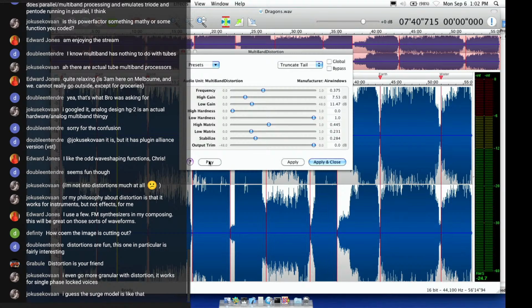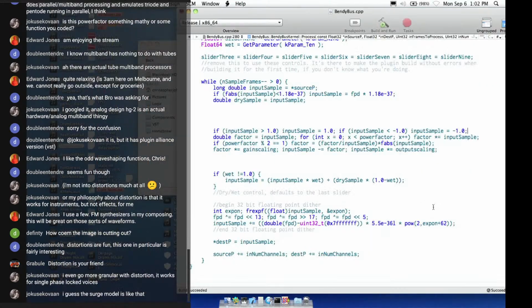All right, so multiband distortion is a terrible mistake that you should not have. But there you have it. It's a thing, kind of.